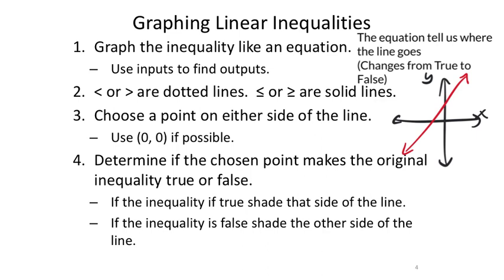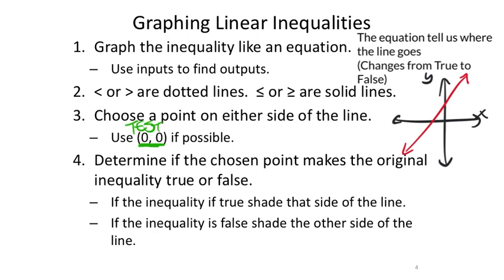Then we choose a point on either side of the line. We cannot choose a point that is on the line. So if my red line here is the graph, then I cannot choose a point on this line. So I have to be careful not to choose a point on the line. If I can, though, I will choose the point 0, 0 to test.